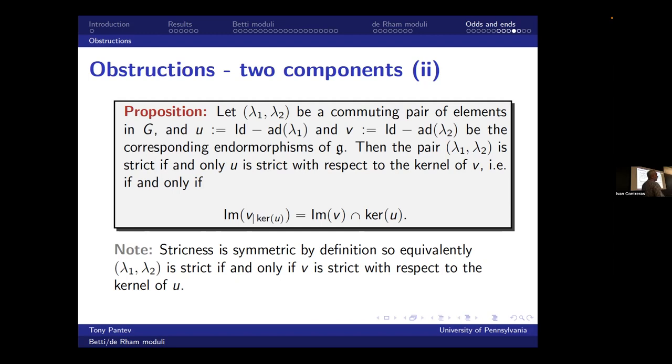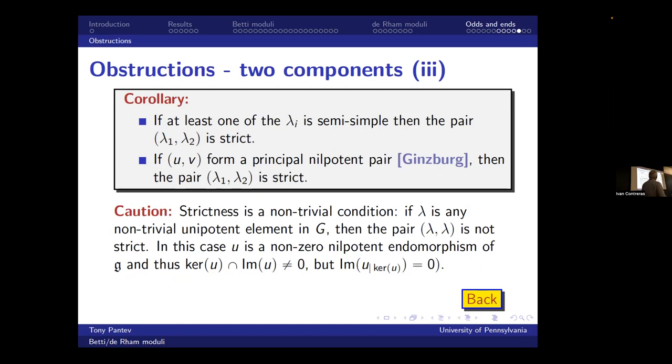They are actually quite common. So here is a typical way of producing them. If one of the elements is semi-simple, then the pair is always strict. It doesn't matter what the other one is. Anything commuting with a semi-simple element gives you a strict pair. If you have a principal nilpotent pair in the sense of Ginzburg, then the pair is strict. So there is this principal nilpotent pair notion of Victor Ginzburg, which is kind of a subtle notion related to the structure of the Steinberg variety.